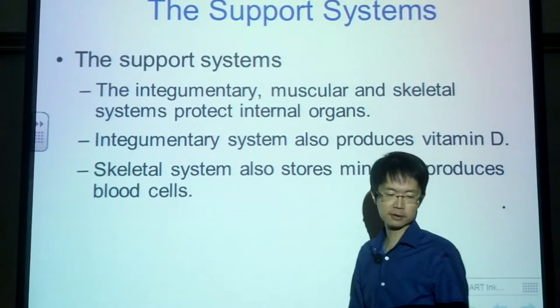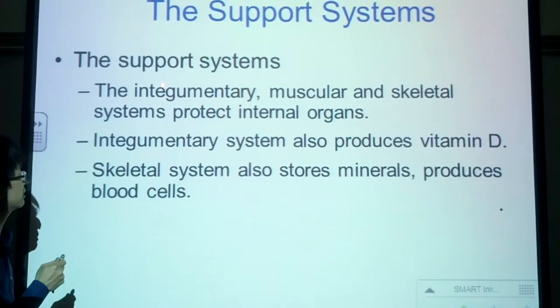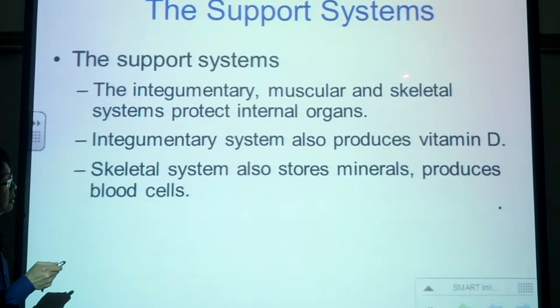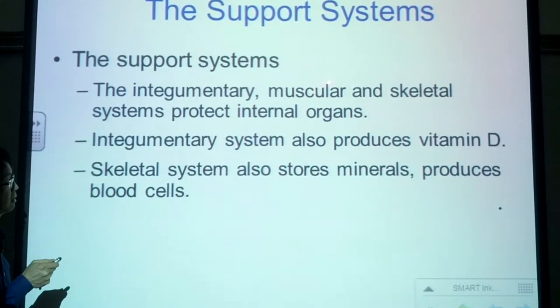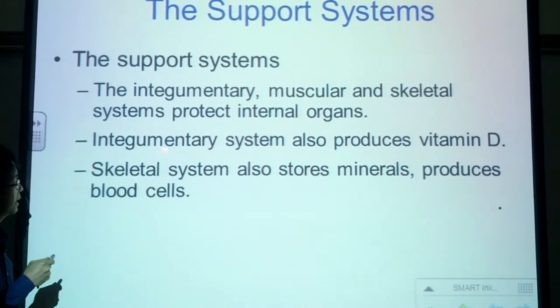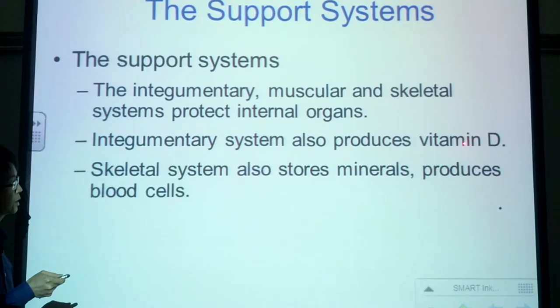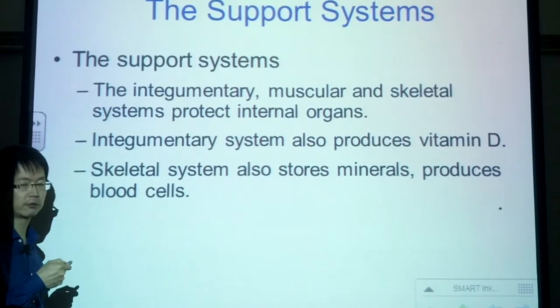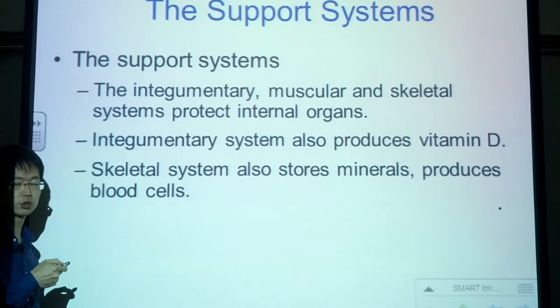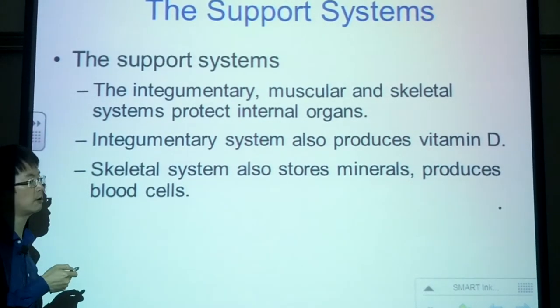And then we have supportive systems. The support systems are the integumentary system, your skin, your muscle, and your skeletal system. Skeletal system protects internal organs, muscles have to move, and also protect your internal organs. Basically, all these three can protect your internal organs. The integumentary system makes vitamin D, which is essential for your skeletal system. Your skeletal system stores minerals, namely calcium, produces red blood cells from the red bone marrow, and stores body fat in the yellow bone marrow.